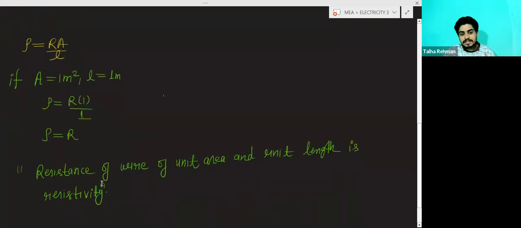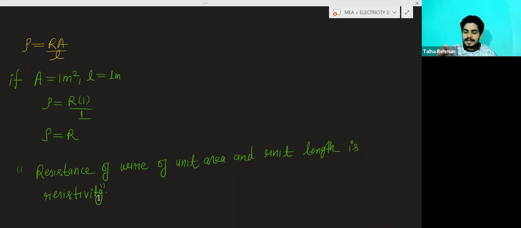Then you can define resistivity. What is resistivity? The resistance of a wire of unit area and unit length is resistivity. If you take a wire of unit length and that wire has unit cross section area, and then you calculate the resistance of the wire, that resistance of the wire will be the specific resistance or resistivity.